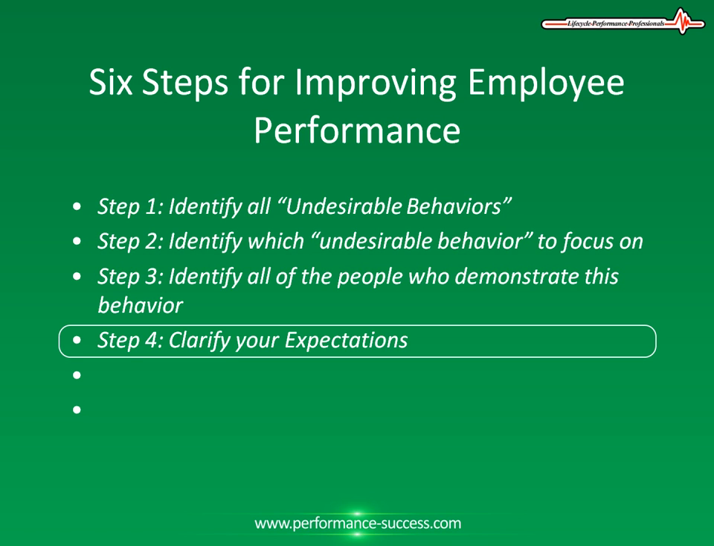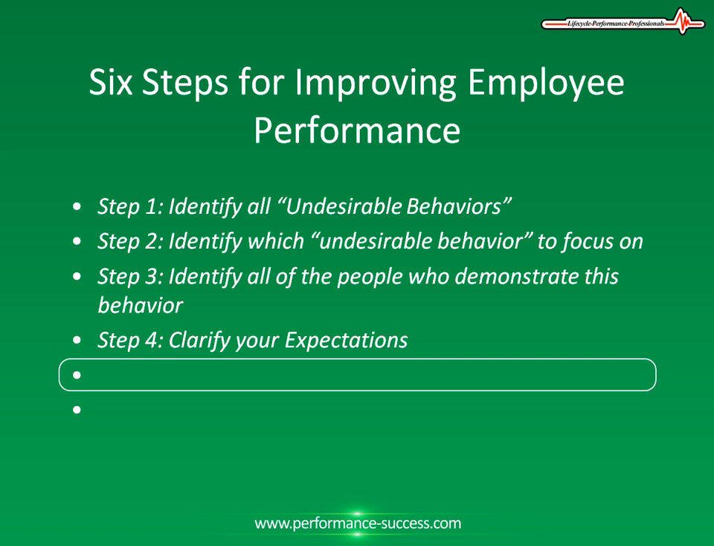Now, in that step 4, you identified the desirable behavior. So in the next cell, you want to put down next to that what you would like them to behave like instead. All right, so step 5.